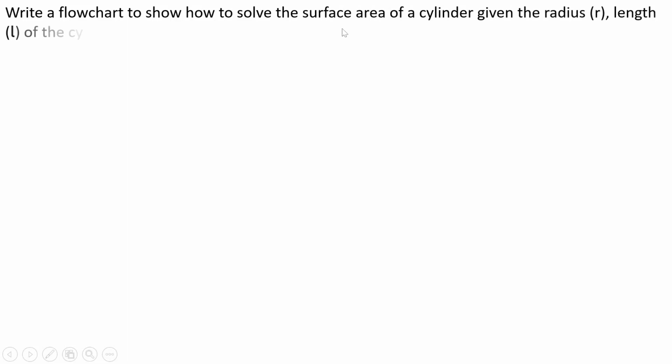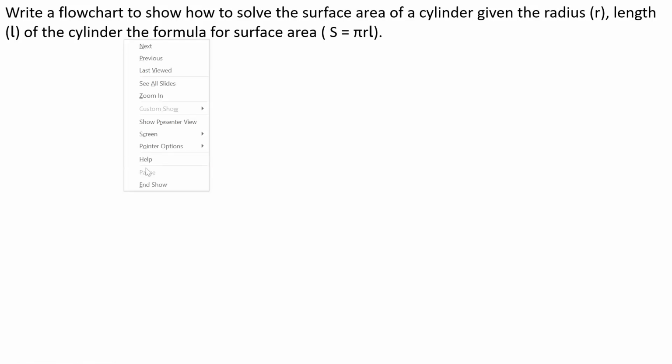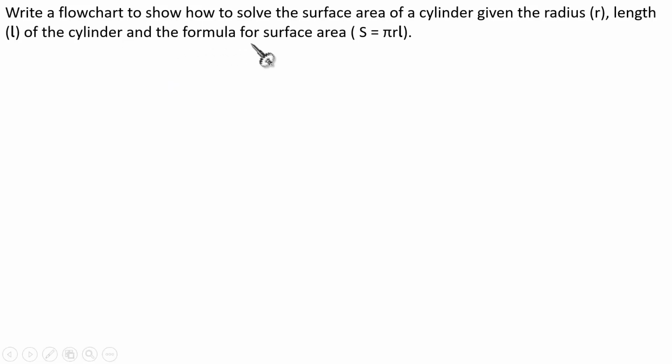Then we go to another example which says, write a flowchart to show how to solve the surface area of a cylinder, given the radius r and length l of the cylinder, and the formula for surface area, which is S is equal to pi r l. Okay, so it is very important you understand what the question is saying.